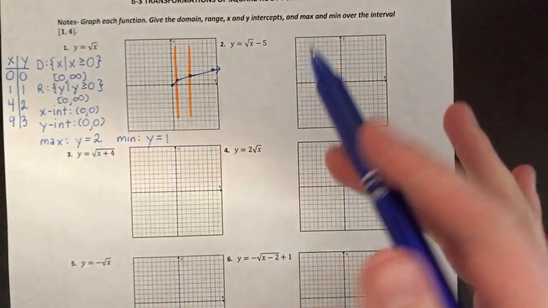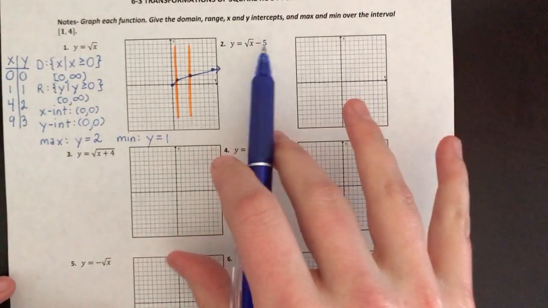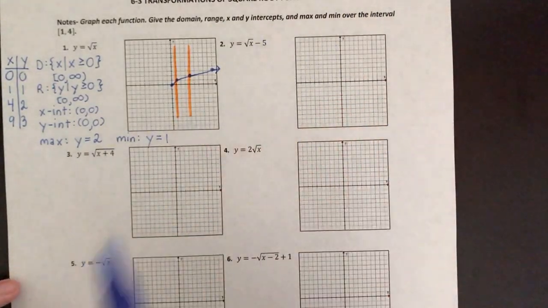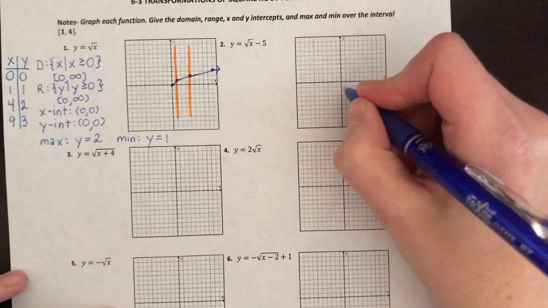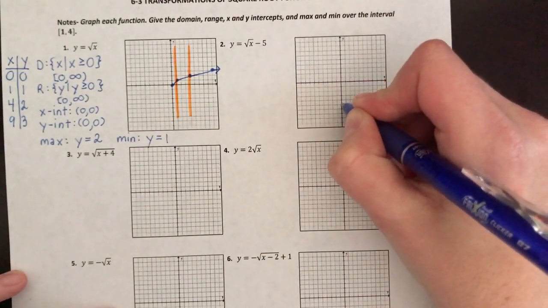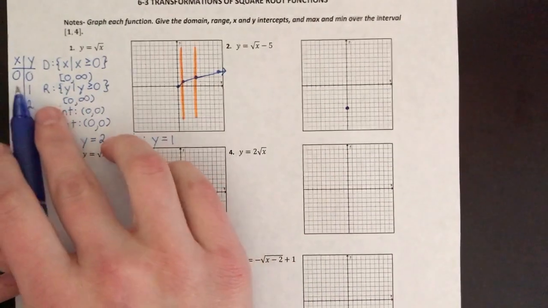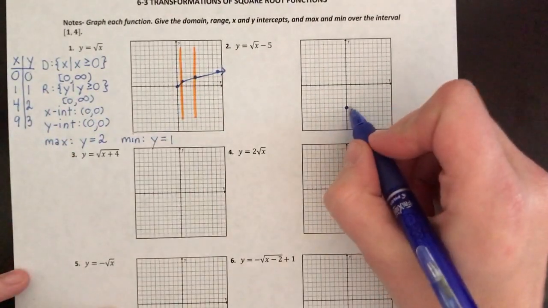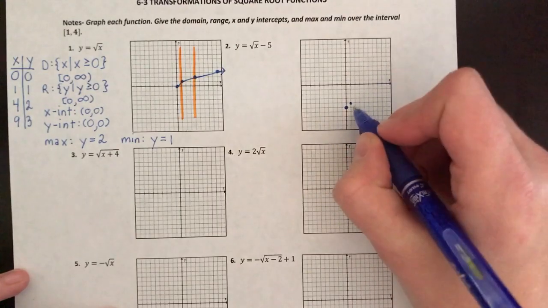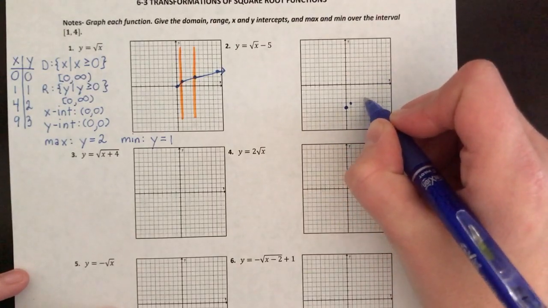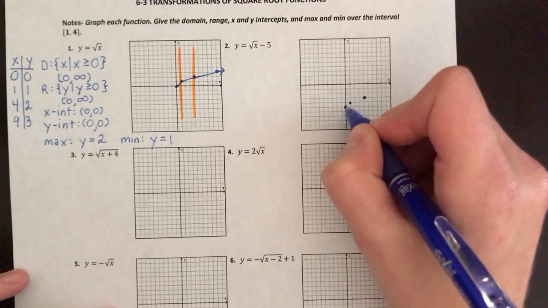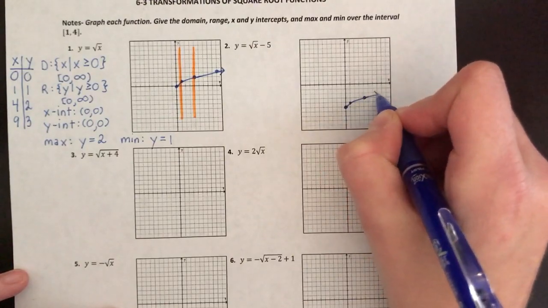All right, so just like all the other parent functions that we've dealt with this year, the -5 on the outside shifts the graph down 5. So 1, 2, 3, 4, 5. That's my new starting point, and from there plot the original x and y values. So (0, 0), (1, 1), and (4, 2), shifted down 5. I won't make you include (9, 3).